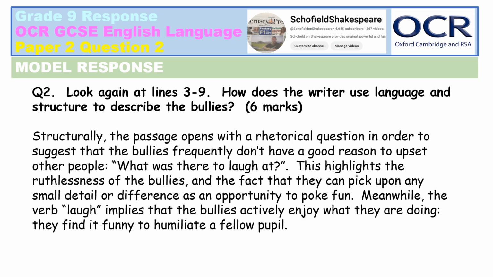Structurally, the passage opens with a rhetorical question in order to suggest that the bullies frequently don't have a good reason to upset other people. What was there to laugh at? This highlights the ruthlessness of the bullies and the fact that they can pick upon any small detail or difference as an opportunity to poke fun. Meanwhile, the verb laugh implies that the bullies actively enjoy what they are doing. They find it funny to humiliate a fellow pupil.